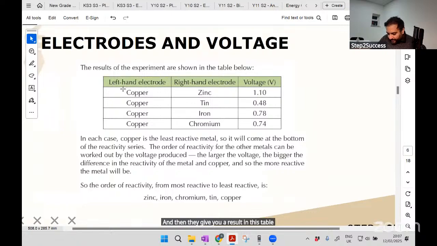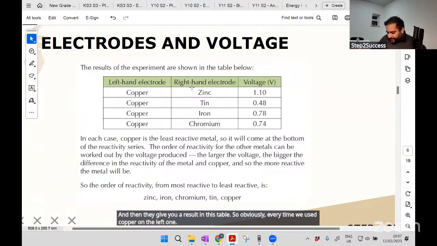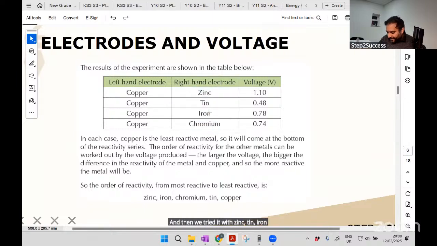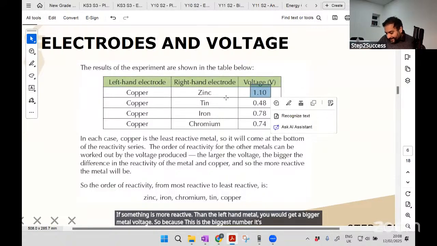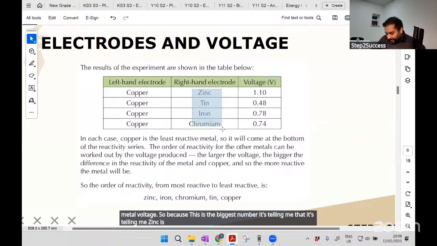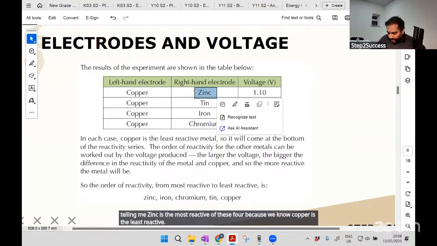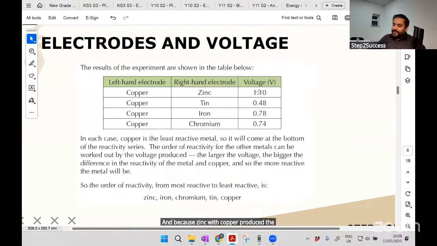So every time we used copper on the left one, and then we tried it with zinc, tin, iron, and chromium. And as I said earlier, if something is more reactive than the left-hand metal, you would get a bigger voltage. So because this is the biggest number, it's telling me that zinc is the most reactive of these four, because we know copper is the least reactive, and because zinc with copper produced the biggest voltage, it means that zinc's the furthest away in terms of reactivity from copper.